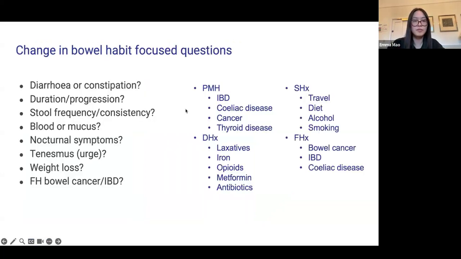Okay, so change in bowel habit is very broad. So is it diarrhea or is it constipation? And then how long have they had it for? Has it always been just diarrhea or constipation? Or is it sometimes constipation and then sometimes you get diarrhea? You need to ask about stool frequency, consistency. You might be able to get one of the charts and see what type of stool it is. Is there blood or mucus in there? Do they feel like they've not finished after they have emptied their bowels? And then the cancer symptoms.